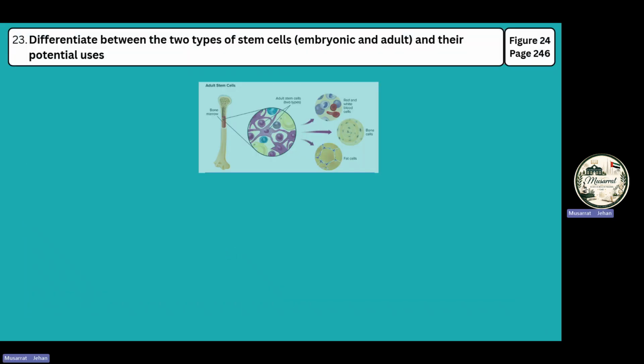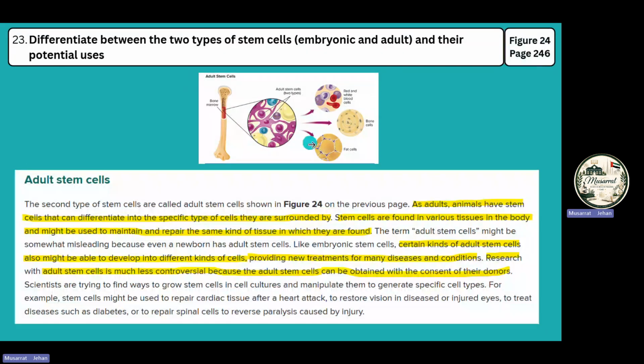Then the adult stem cells, the second type, are found in adults. Adult animals have stem cells that can differentiate into specific types of cells that surround them. Like here, this is the adult stem cell. It can form red and white blood cells, it can form bone cells, it can form fat cells. So these are the adult stem cells.